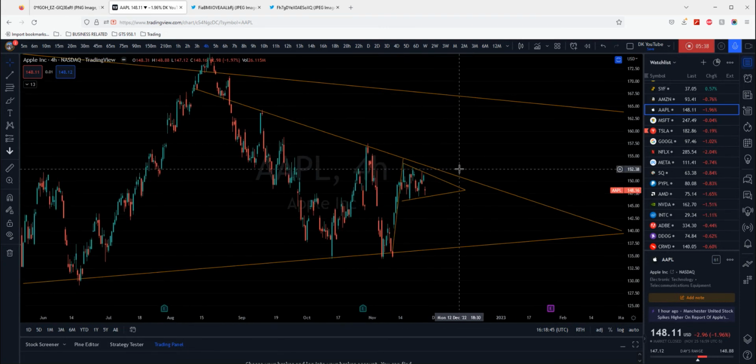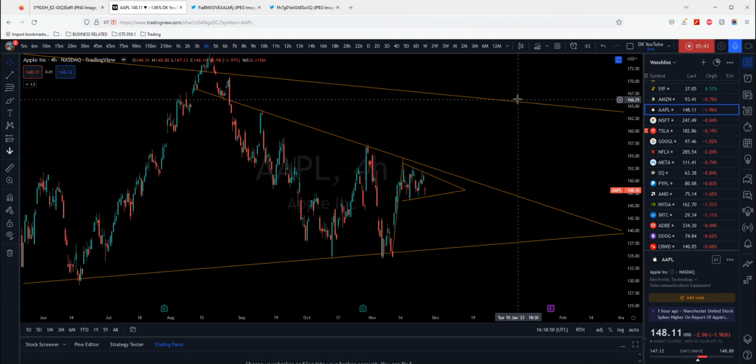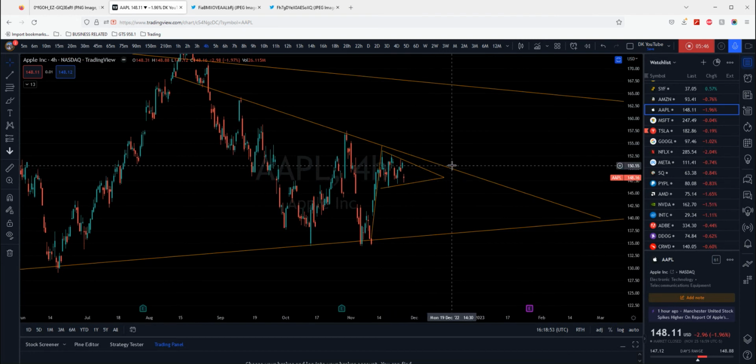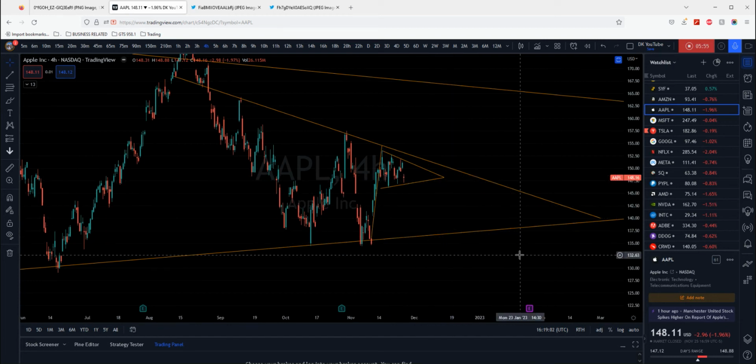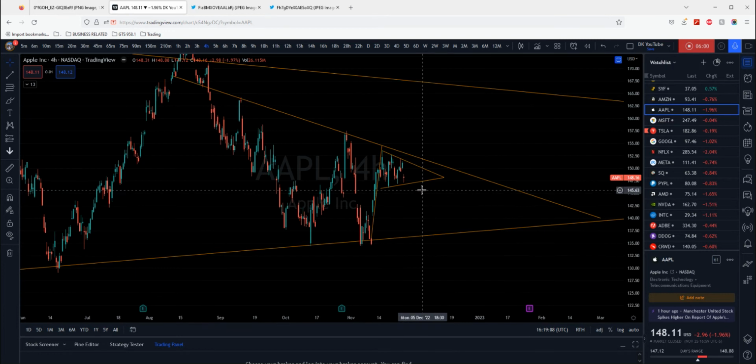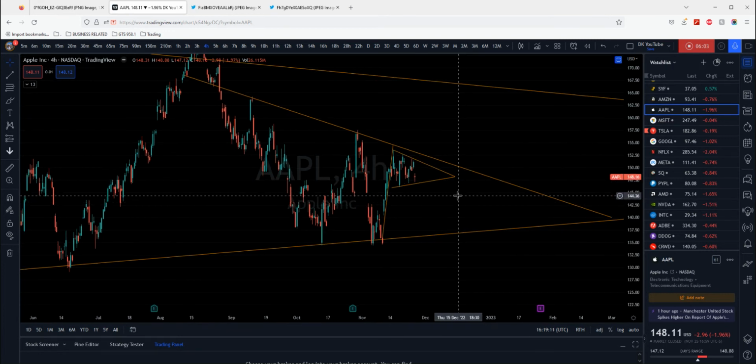So we need to break through this line first before we can talk about going up to this price. Because if we never break out through here, but we break down, where are we going to go? Most likely over here. So this is why you need to wait for the market to decide where it wants to go. Do not front run the market.